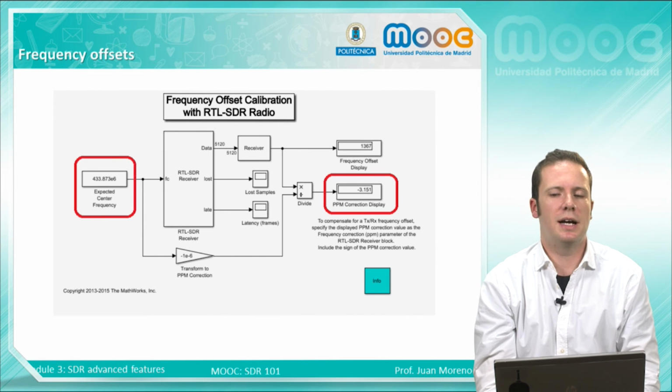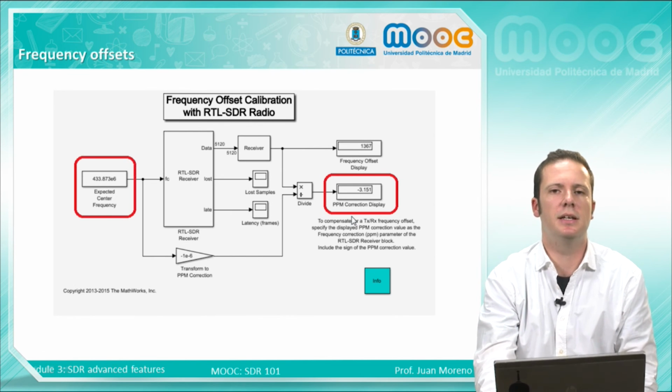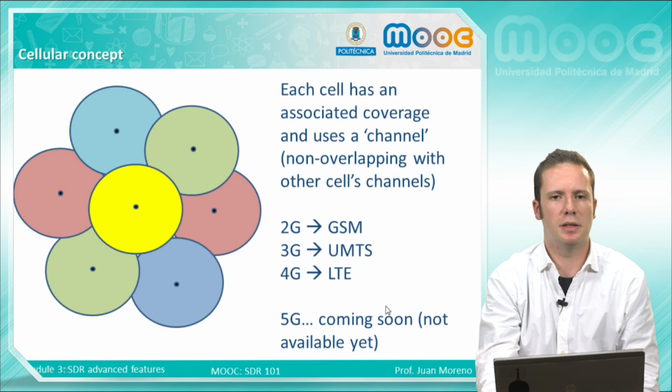Also, we learned how to correct the frequency offsets in the RTL, having the expected center frequency as an input for the RTL, and we obtain with this built-in example the frequency offset as well.